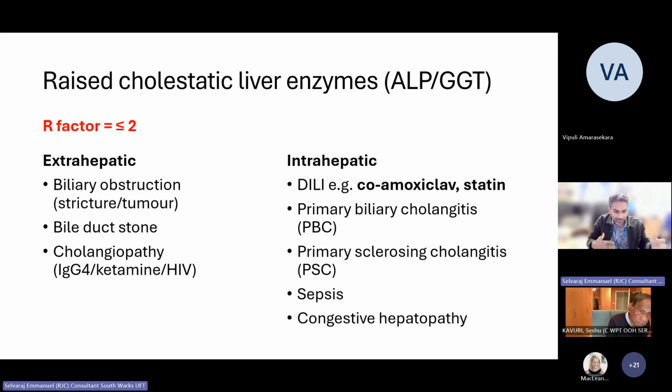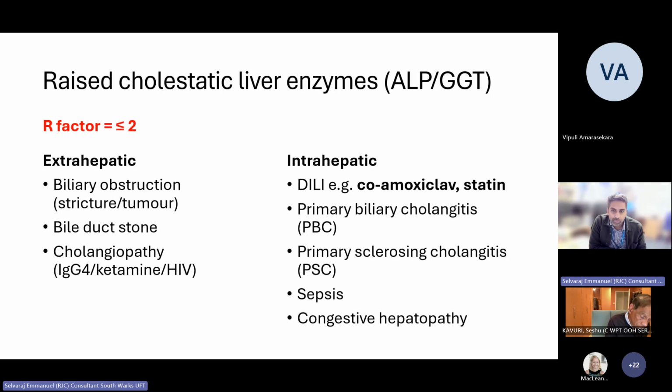Ideally, it would be nice to see everyone and make it more interactive, but I have to rely on the chat. Cholangiopathies are becoming more and more common now, particularly with ketamine use. Bearing that in mind, we are collecting patients in Warwick. Also IgG4 related disease, which is rare. Again, the main thing will be to exclude cancer first, but it is important to bear in mind that there are other benign conditions that affect the bile ducts, which can cause raised LFTs, ALP and gamma GT.